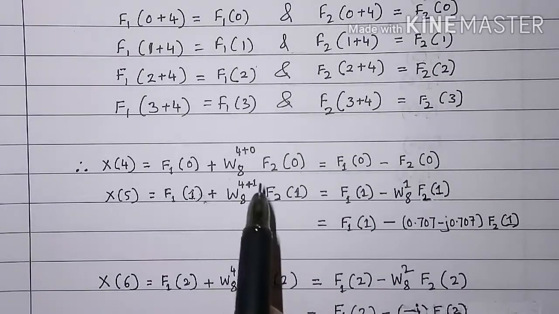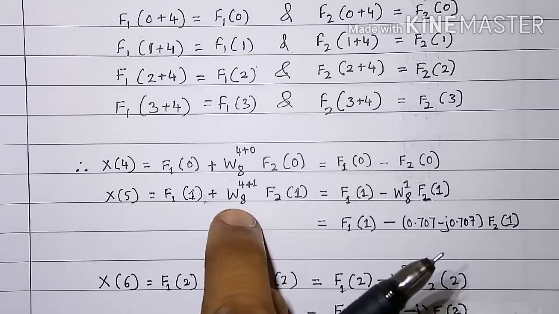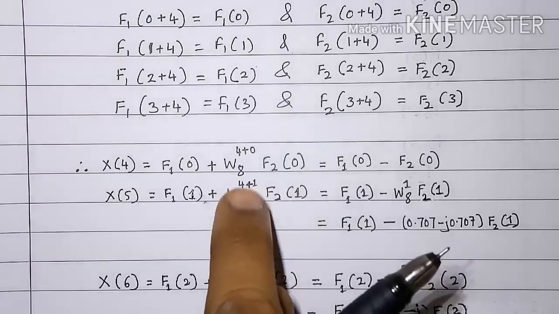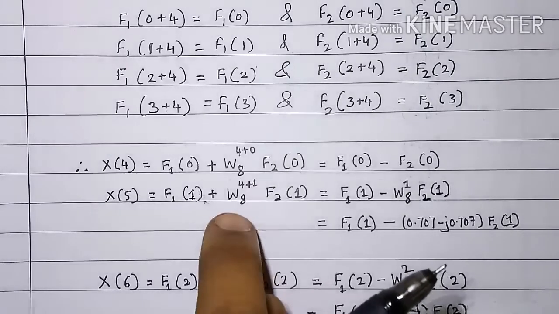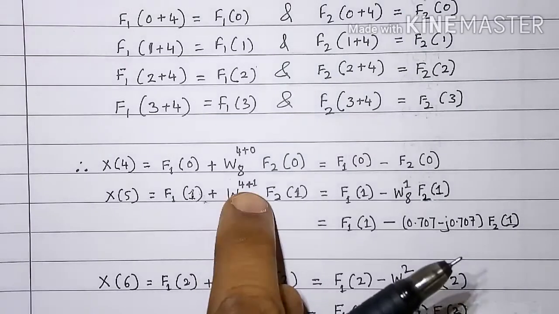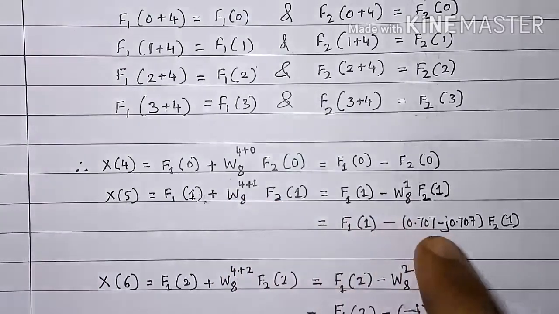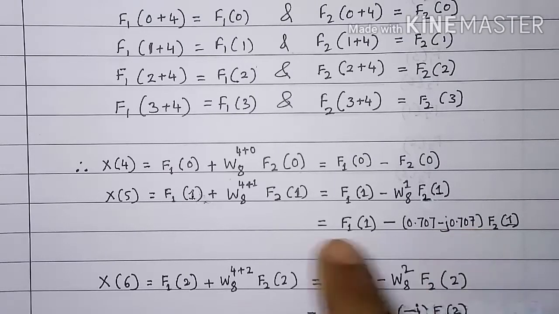Here we will have to make use of the law of exponent, that is a raised to m plus n is equal to a raised to m into a raised to n. When we do that, w8 raised to 4 will become minus 1 into w8 raised to 1 will become 0.707 minus j 0.707.